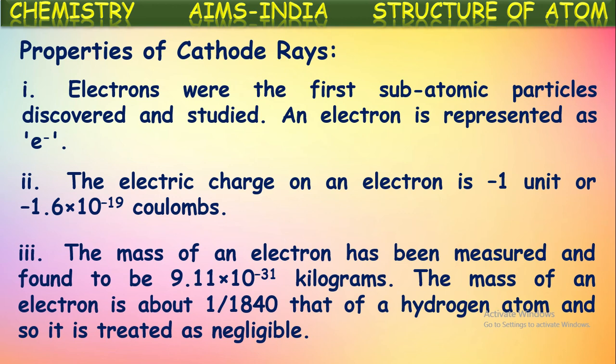And so it is treated as negligible. The mass of an electron is very small when compared to the mass of hydrogen, being 1/1840th part of it. So it is generally negligible and treated as negligible mass. But quantitatively it is equal to 9.11 × 10^-28 grams.